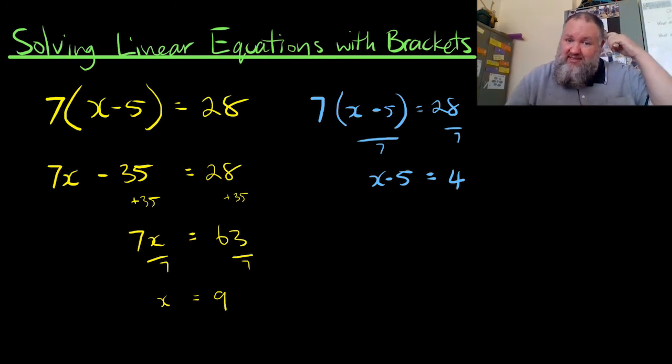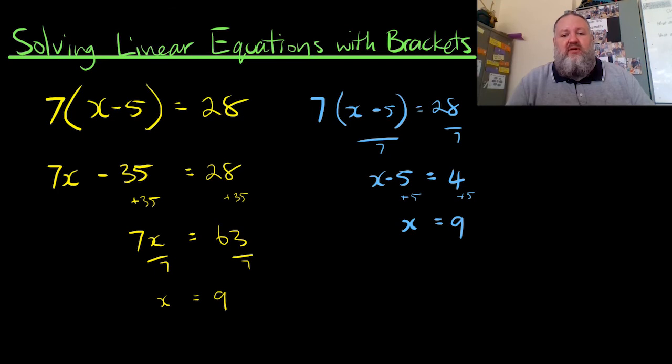Our unknown is x. Is it by itself? It's not. We've got 5 being taken away from it, so I'll add 5 to both sides. Then I'll end up with x is equal to 9. So did I end up at the same spot? I did. Was my passage easier going this way? It sure was. The numbers were smaller and I didn't have to think so hard.